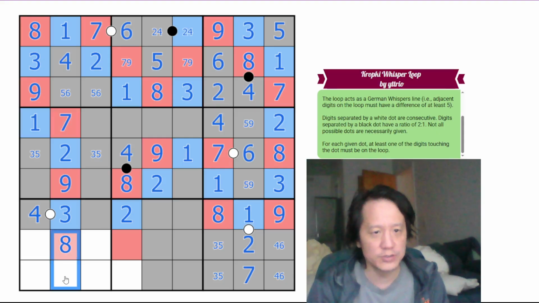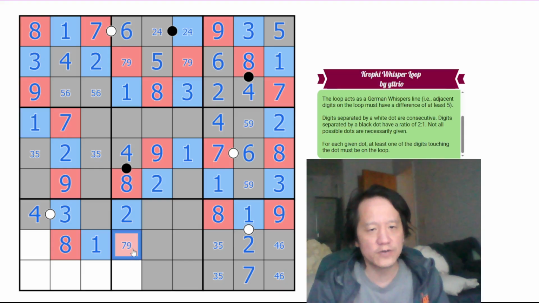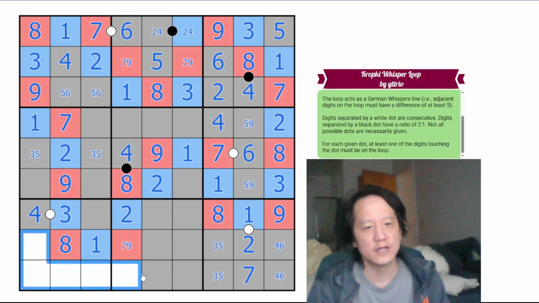This cannot go this way, because there's no more lows possible. So it can't go any weird way that way, so it has to connect here. So this is a low. Cannot be 2 or 3. It's next to at least an 8, so this must be 1. And this has to be 7 or 9, because it's next to 2 on the Whisper 5 line. And these are not on the Whisper 5 loop.